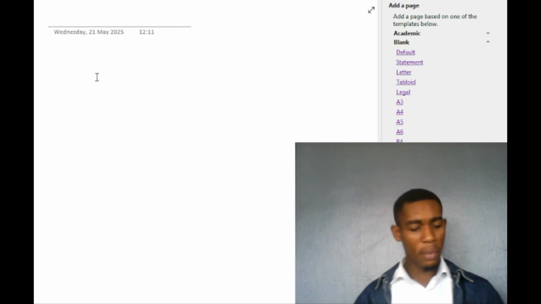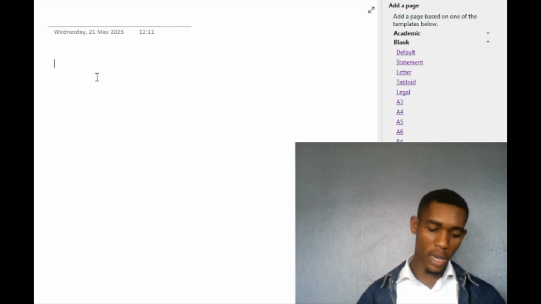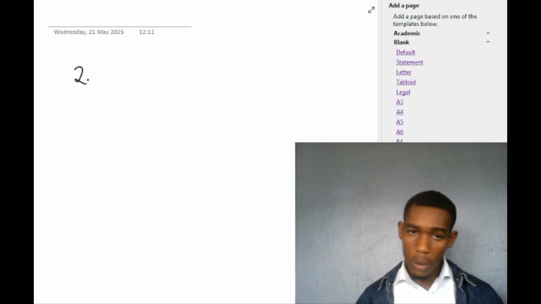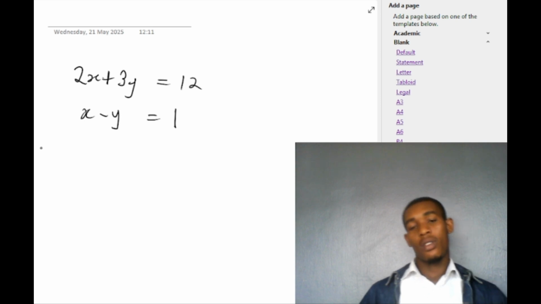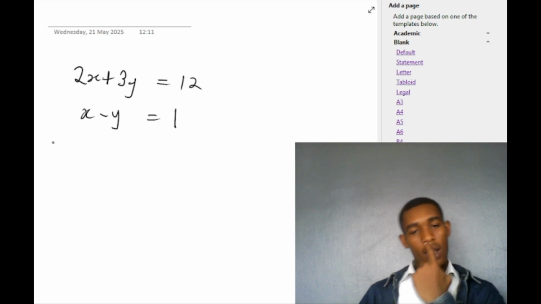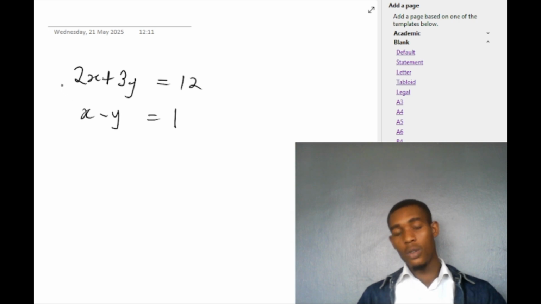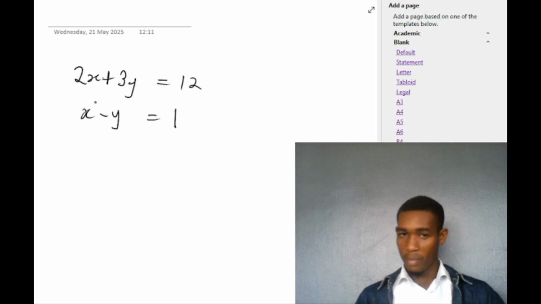So let's say I want to take another example. Let me look for my example here. I've decided to take this one: 2x plus 3y equal to 12, and x minus y equal to 1. That's pretty nice. You can see that it's obvious the two variables do not have the same coefficients, but that's not a challenge.